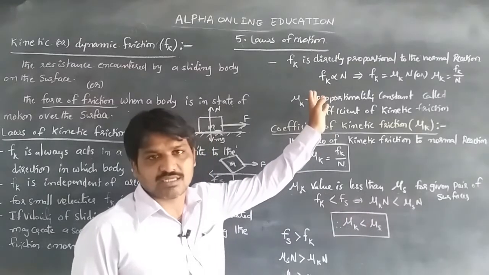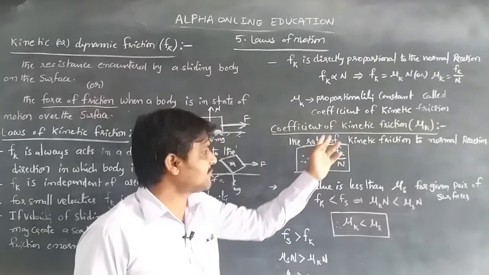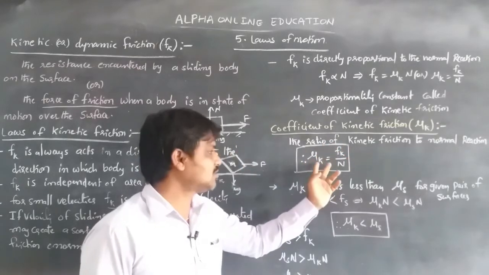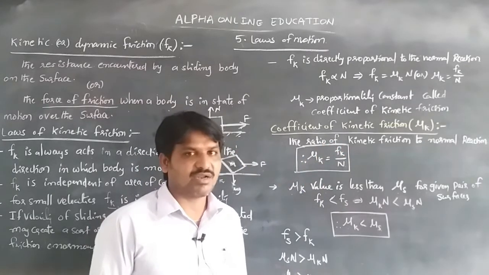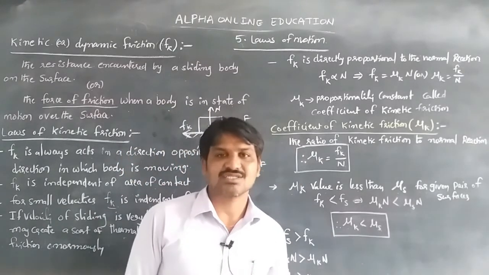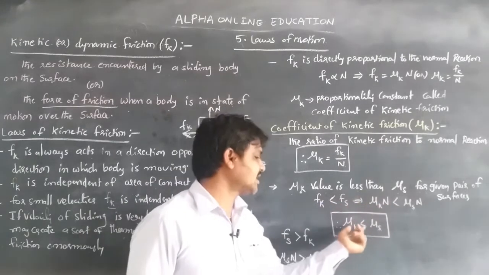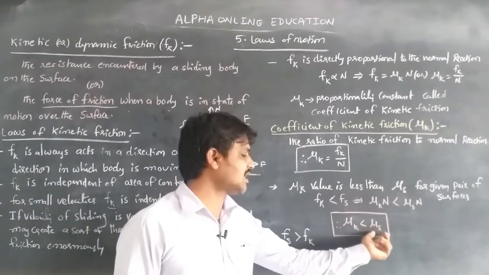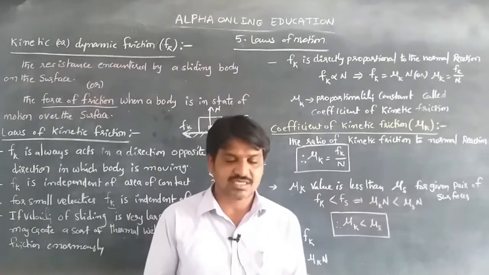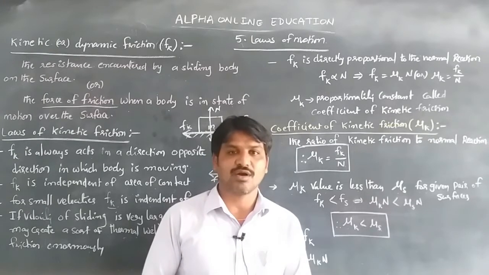From that equation we get the proportionality constant, called the coefficient of friction. It is the ratio of kinetic friction to the normal reaction, so mu K is equal to Fk by N, the formula for the coefficient of kinetic friction. Kinetic friction is less than static friction, so the coefficient of kinetic friction is also less than the coefficient of static friction. That means when the body is at rest, in the static condition, we should use an external force more than what is needed when the body is in motion.